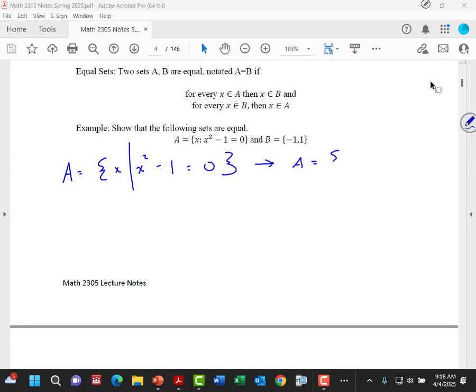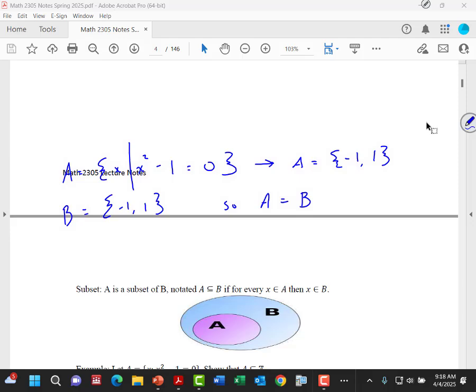Well, let's see what elements are in set A. Using a little bit of algebra, if x squared minus 1 equals 0, then I know that the elements in that set are either negative 1 or 1. 1 squared minus 1 is 0. Negative 1 squared minus 1 is also 0. So this is simply another way that I can write up set A. Set B is the set {-1, 1}. Notice, since these two sets have the exact same elements, we would simply say that set A equals set B.